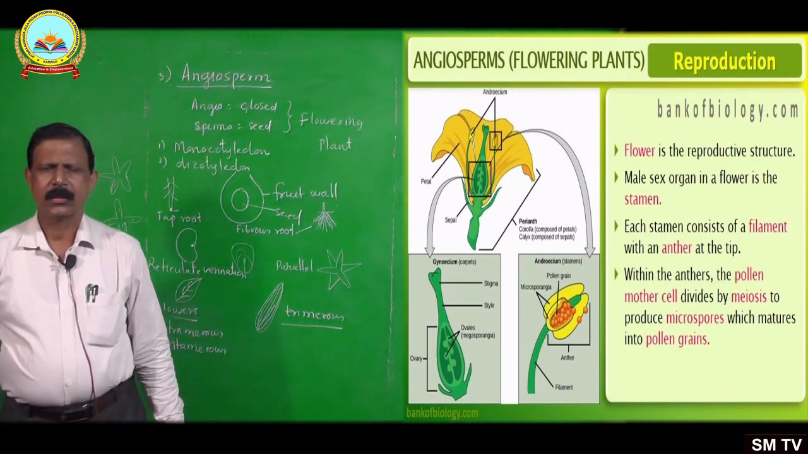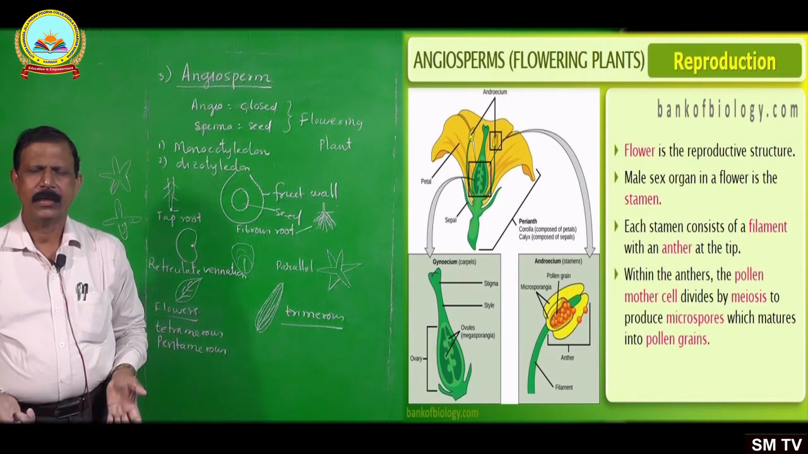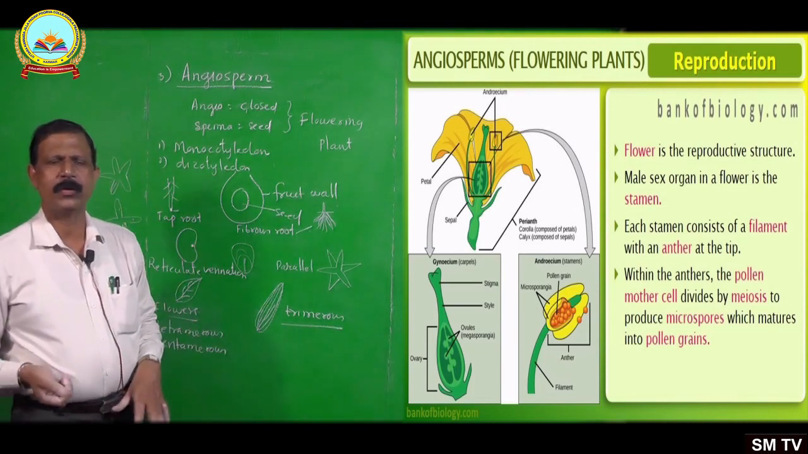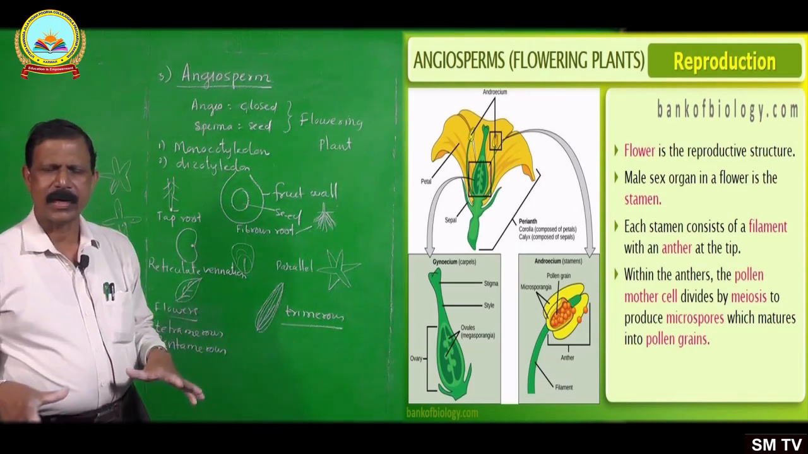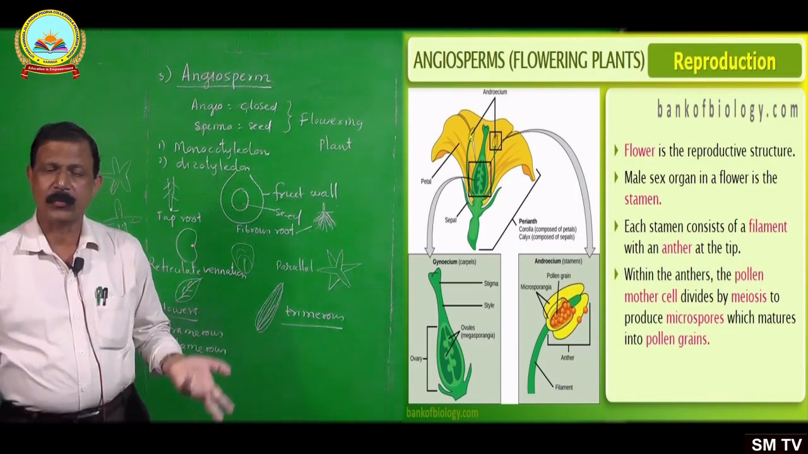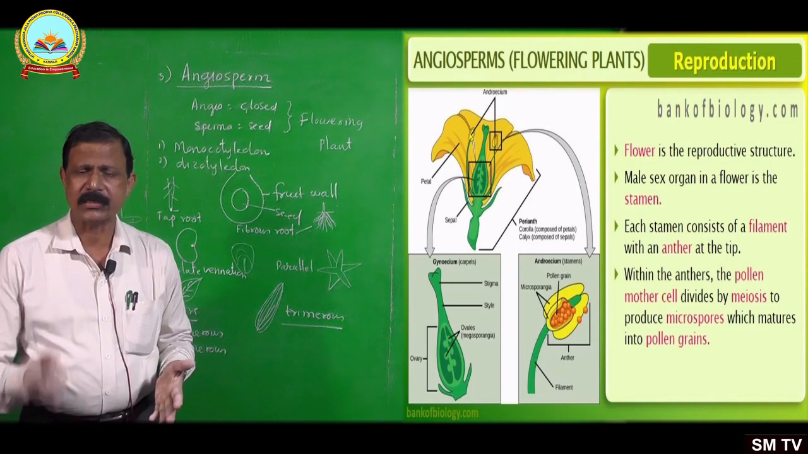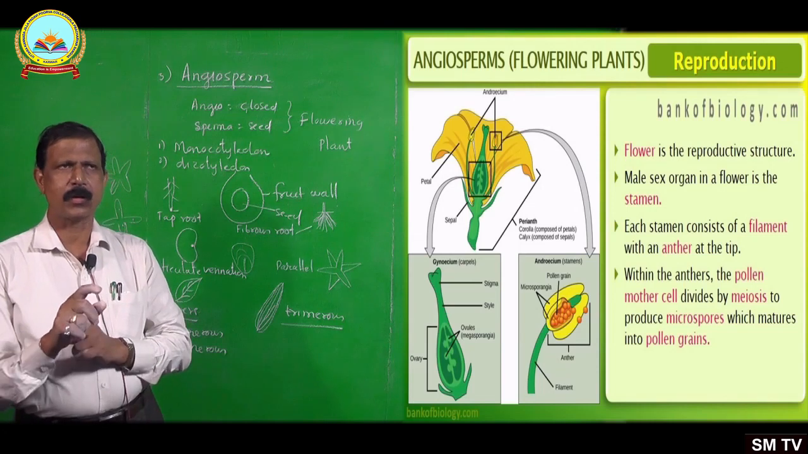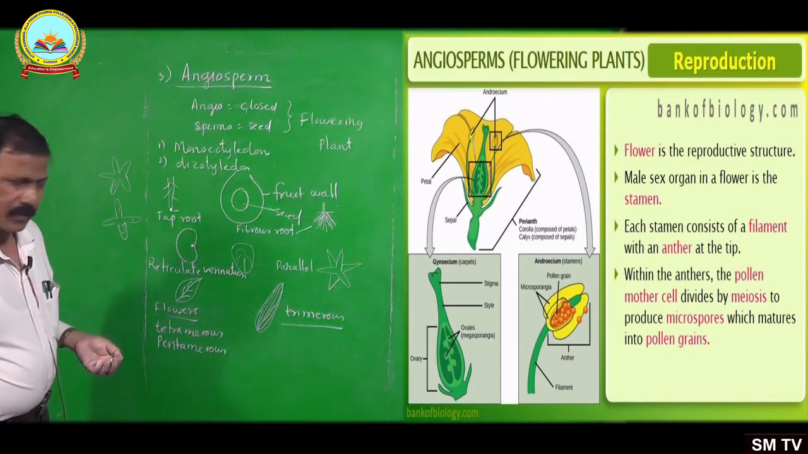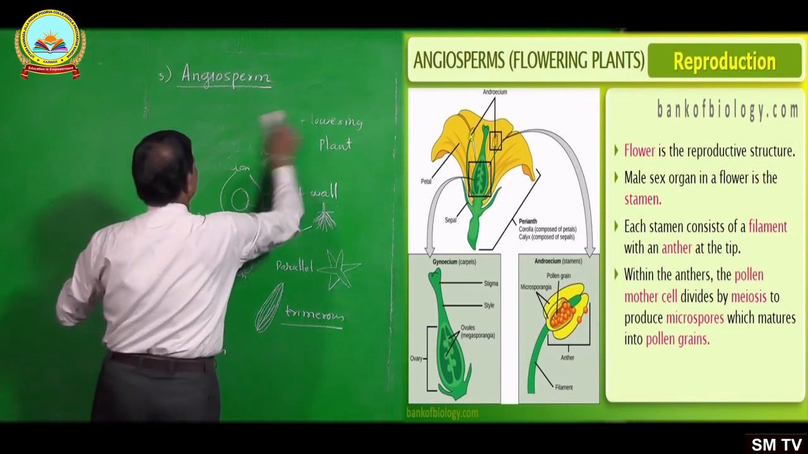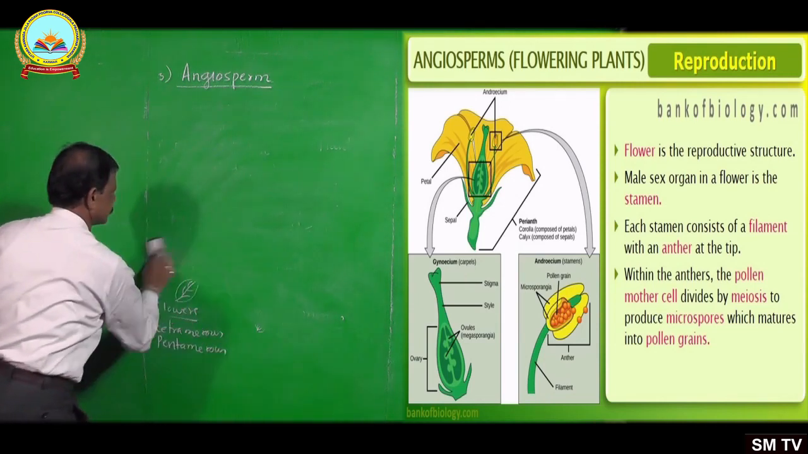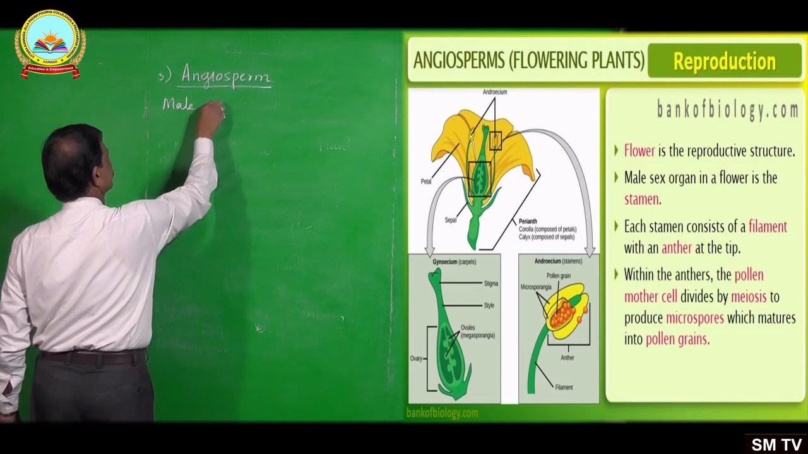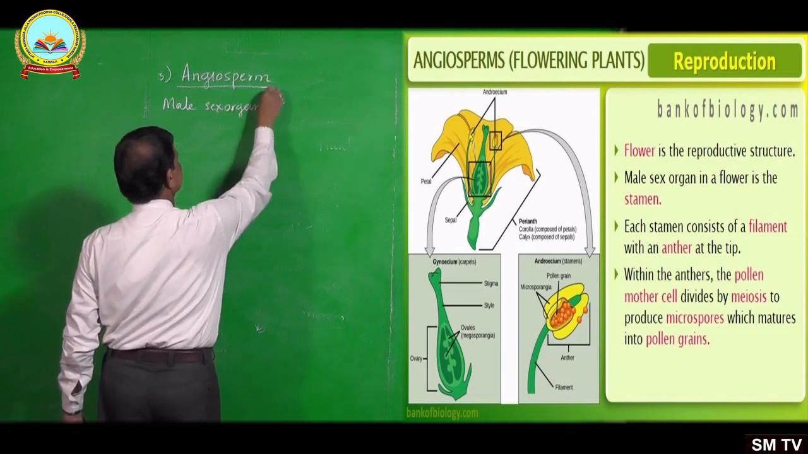The flower reproduces sexually and has the androecium and the gynoecium. Some flowers may be unisexual, some may be bisexual, and that may vary from plant to plant. Anyhow, either they are unisexual or bisexual, here they reproduce sexually. The male sex organ of the flower is called what? Androecium. The male sex organ is androecium.